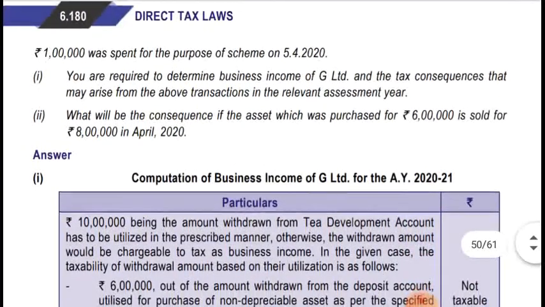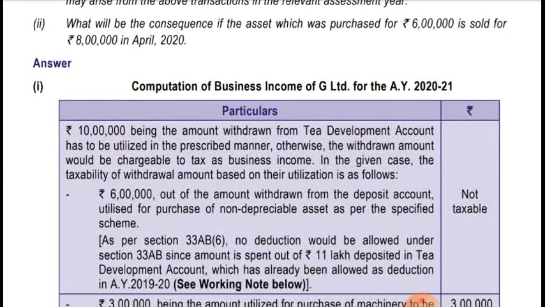We'll see how the tax consequence will be computed. Let's see the solution of the first part. Computation of business income of G Limited for the assessment year 2021. 10 lakh rupees being the amount withdrawn from the T development account has been utilized in the prescribed manner, otherwise the withdrawn amount would be chargeable to tax as business income. In the given case, the taxability of the withdrawal amount based on utilization is as follows. 6 lakhs out of the amount withdrawn from the deposit account was utilized for the purchase of a non-depreciable asset as per the specified scheme, so it is not taxable.